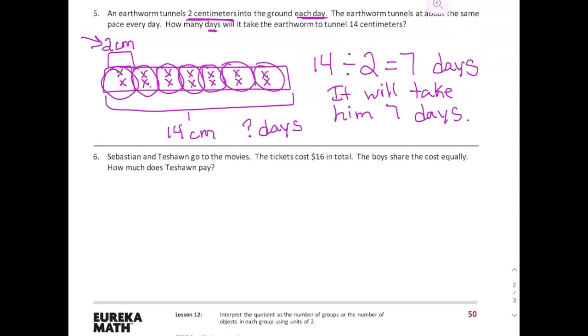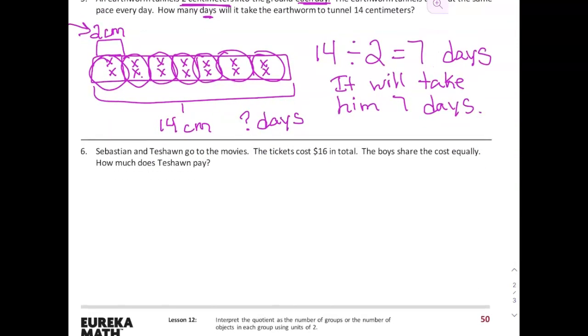Last problem. Sebastian and Tashawn go to the movies. The tickets cost $16 in total. The boys share the cost equally. How much does Tashawn pay? So if they're sharing the cost equally, that tells me we're dividing because when we divide something, it always has to be equal. So I'm going to draw my tape diagram.